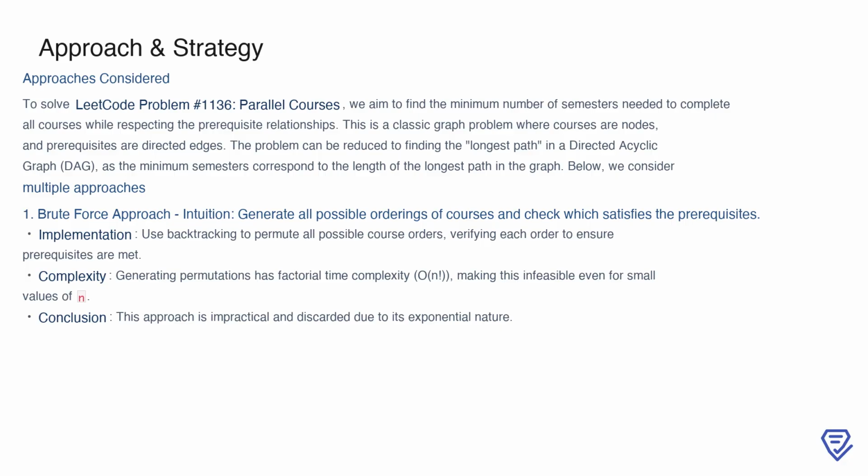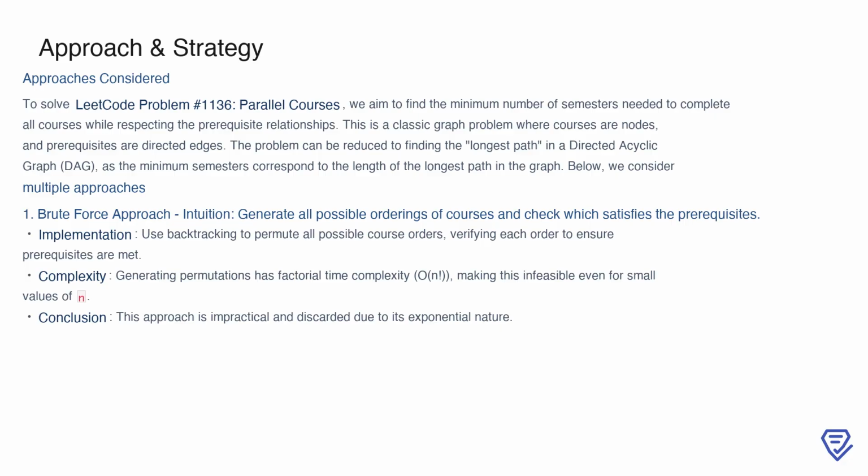This problem is essentially a graph problem where the courses are represented as nodes and prerequisites as directed edges. The challenge boils down to finding the longest path in a directed acyclic graph, or DAG, since this longest path will correspond to the minimum number of semesters needed.